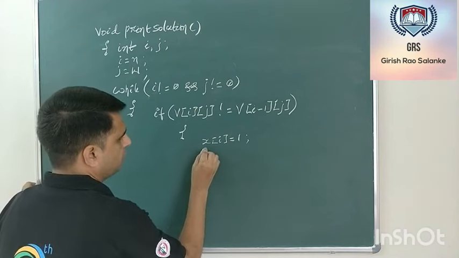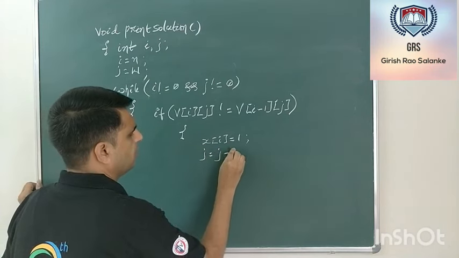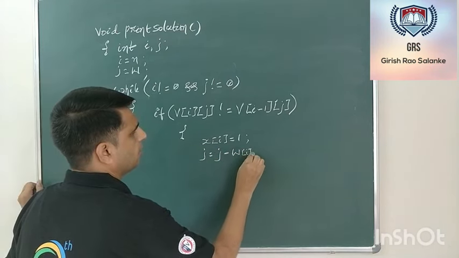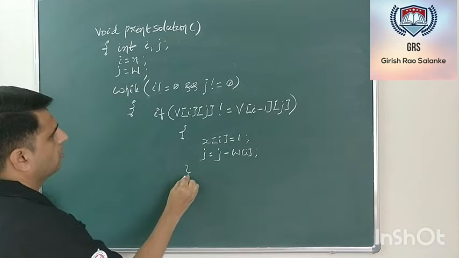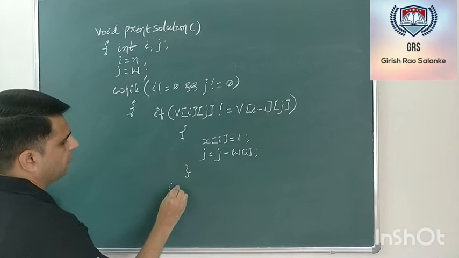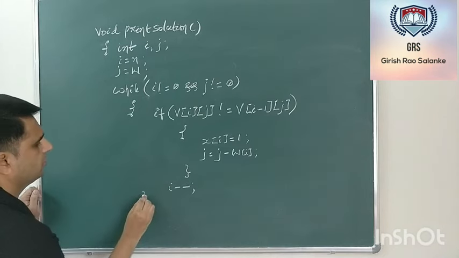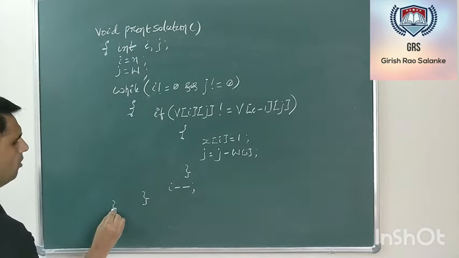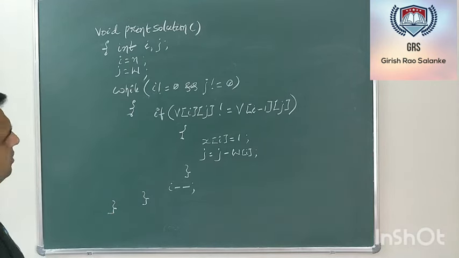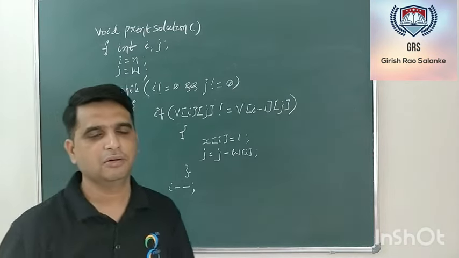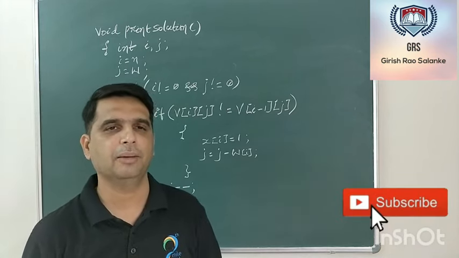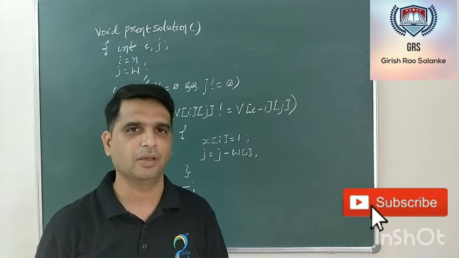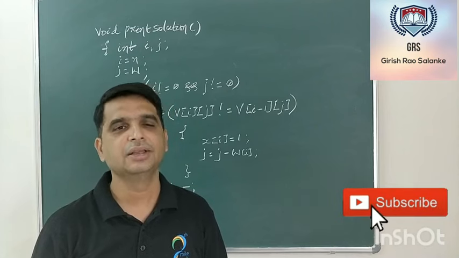And then I reduce the value of j. j is equal to j minus w of i. This is once again a small w of i. Close this and then decrement the value of i. Close this while loop, close the print solution function. This should be fine. This was about the print solution function and the entire implementation of the knapsack problem using dynamic programming. Hope it was clear. Thank you.